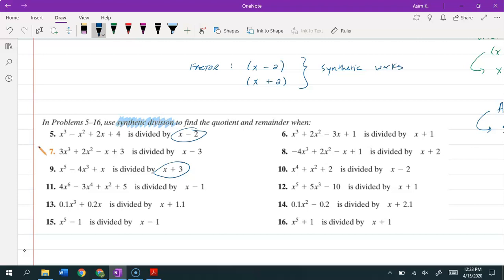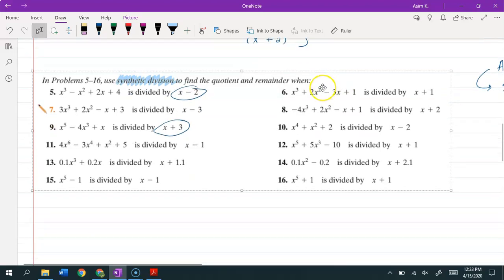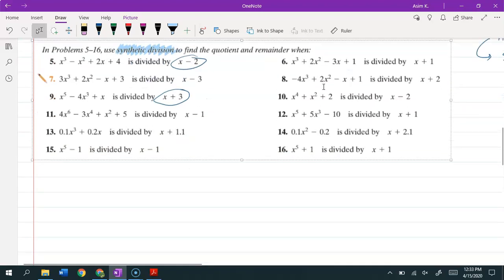If that's not your factor, you have to throw out everything you know about synthetic division, unfortunately, and you do have to do long division. So this is not an end-all, like, okay, let's just forget about long division altogether.